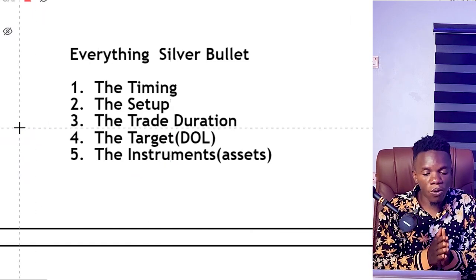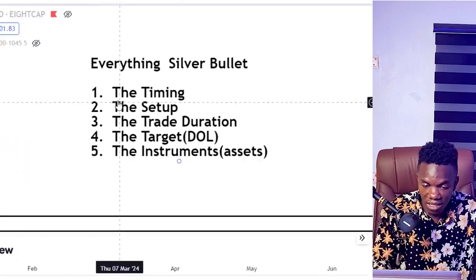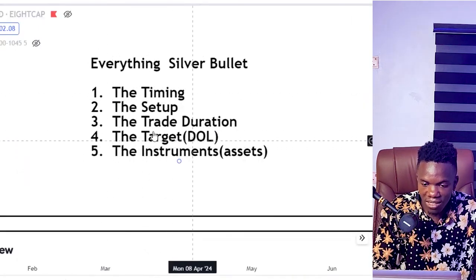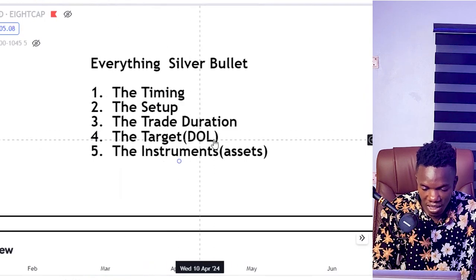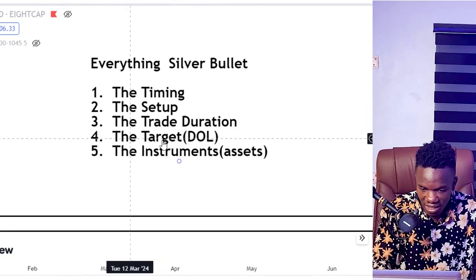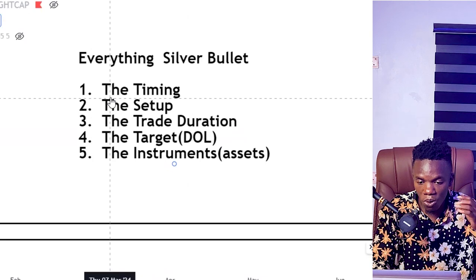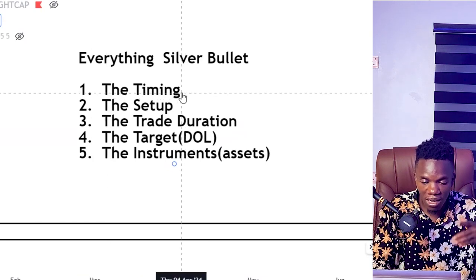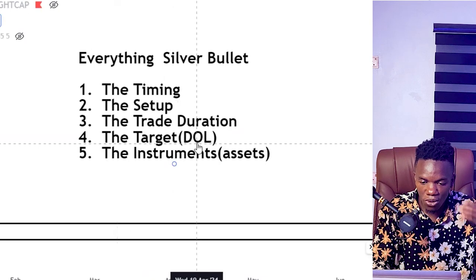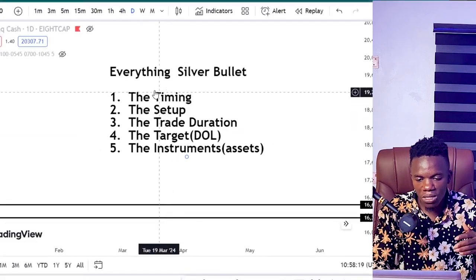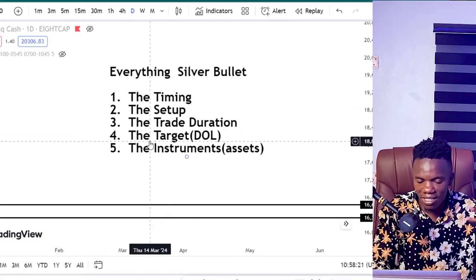So where I want to focus in this video today is the timing and the target. This is the most important thing when it comes to the ICT silver bullet strategy, the timing and the target. And I'm going to show you guys what I do that is different from other ICT silver bullet traders regarding this timing and this target, this draw on liquidity. Because with the knowledge of these two, you have actually keyed this market, guys.